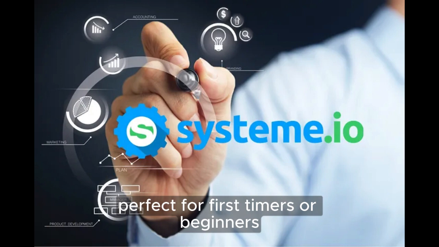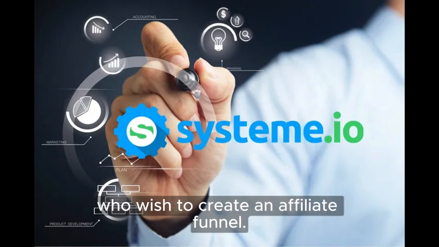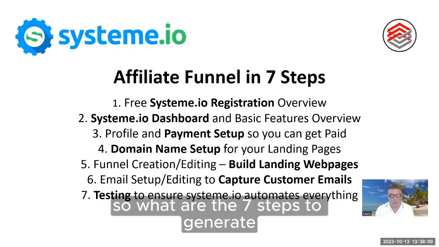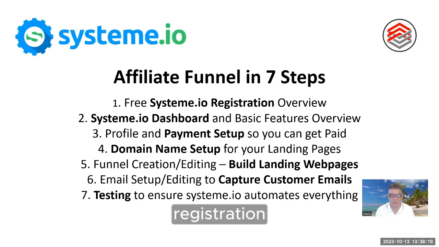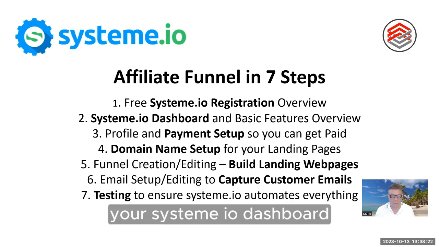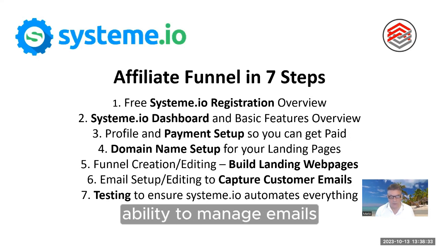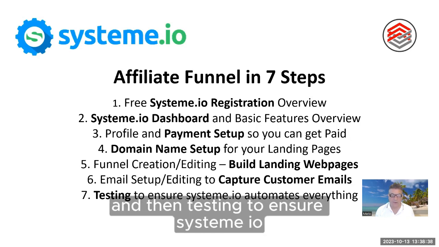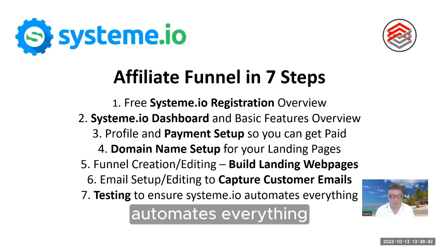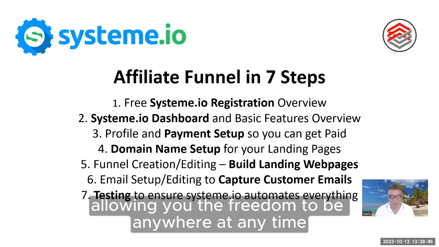Perfect for first-timers or beginners who wish to create an affiliate funnel. So what are the 7 steps to generate your first affiliate funnel? The 7 steps are Systeme.io registration, your Systeme.io dashboard, your payment setup, your domain name setup, building the web pages, which is your funnel creation, the ability to manage emails, capture emails, and send emails, and then testing to ensure Systeme.io automates everything, allowing you the freedom to be anywhere at any time.